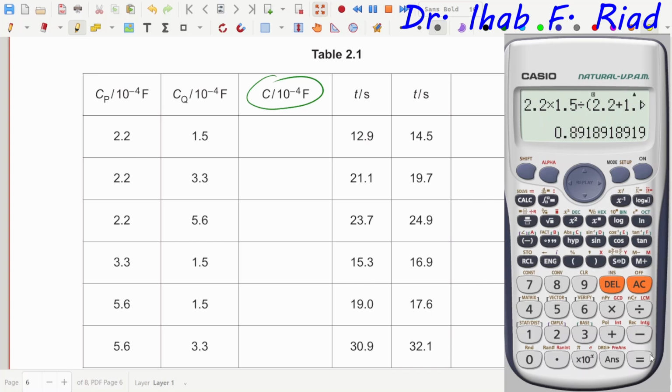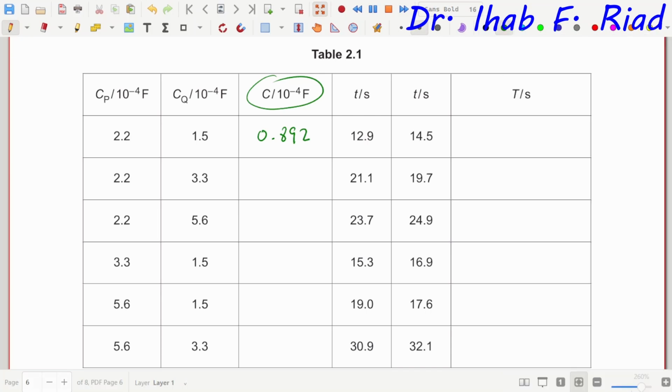Okay, we are getting 0.891891, and so on. So what I'm going to report is 0.892. So why did I write it like this? Remember, we need to check the significant figures.